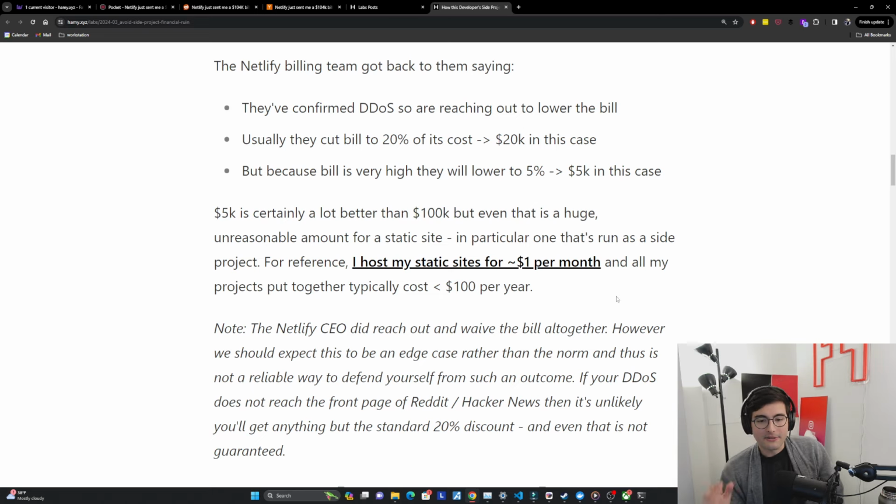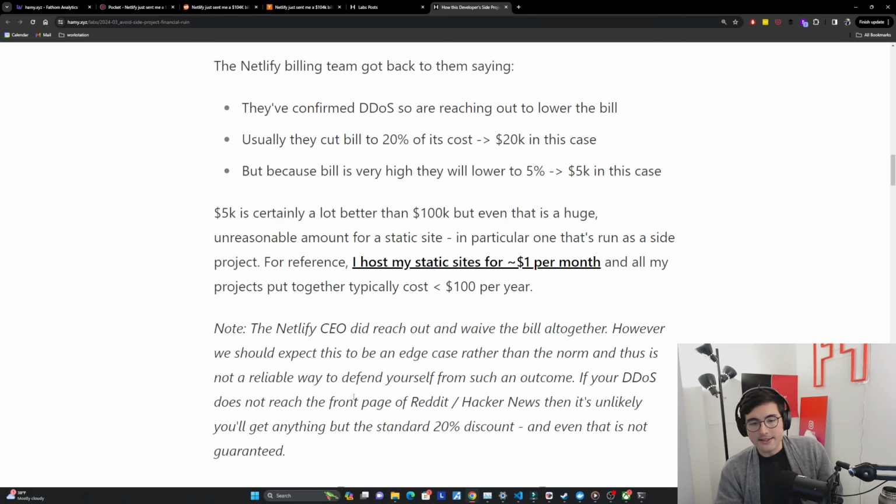Now, I do want to give Netlify some credit. The CEO did reach out on Hacker News and they ended up waiving the bill altogether. But I do want to point out that we should not expect this to be the norm. We should actually expect this kind of waiving the bill to be an edge case. And so when we think about preventing this for ourselves, we can't rely on the CEO reaching out and swooping in and saving us because it probably won't happen.